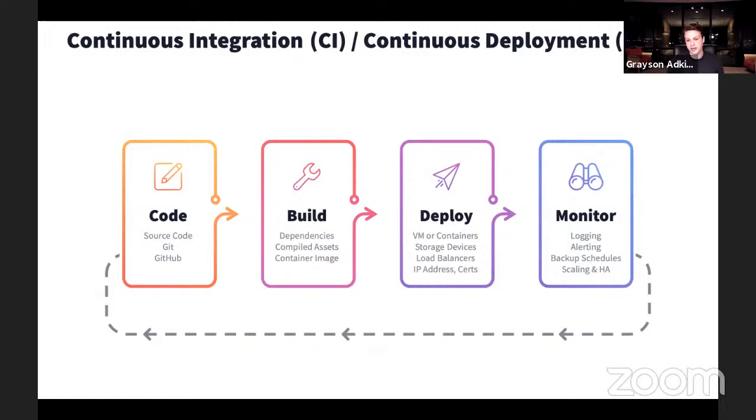And then there's a monitoring phase. You're setting up logging, alerting, backup schedules, and then you're monitoring your app for consumption so that you can enable scaling or high availability or some other features. And all of that should feed back into your development process. You should take the things you've been monitoring, and then incorporate them into code improvements or bug fixes or new features, etc.